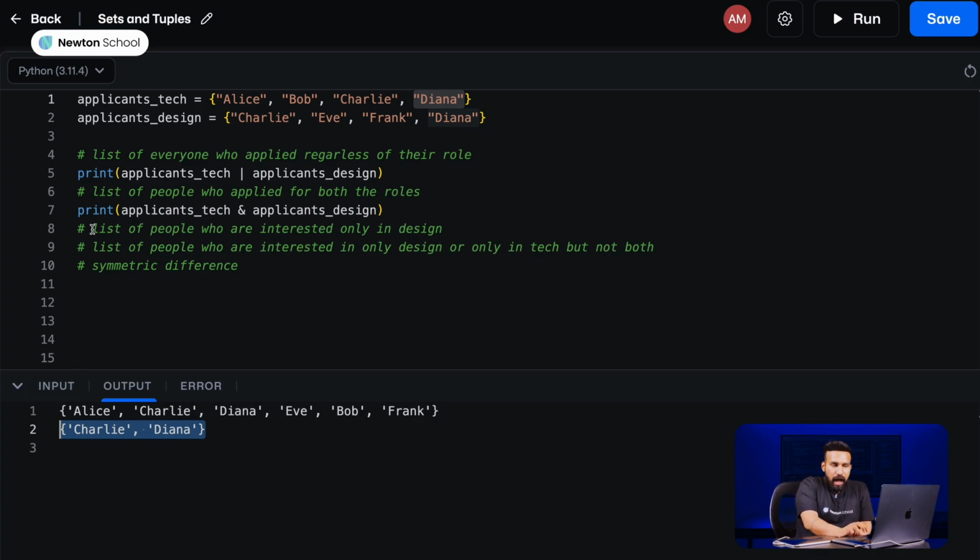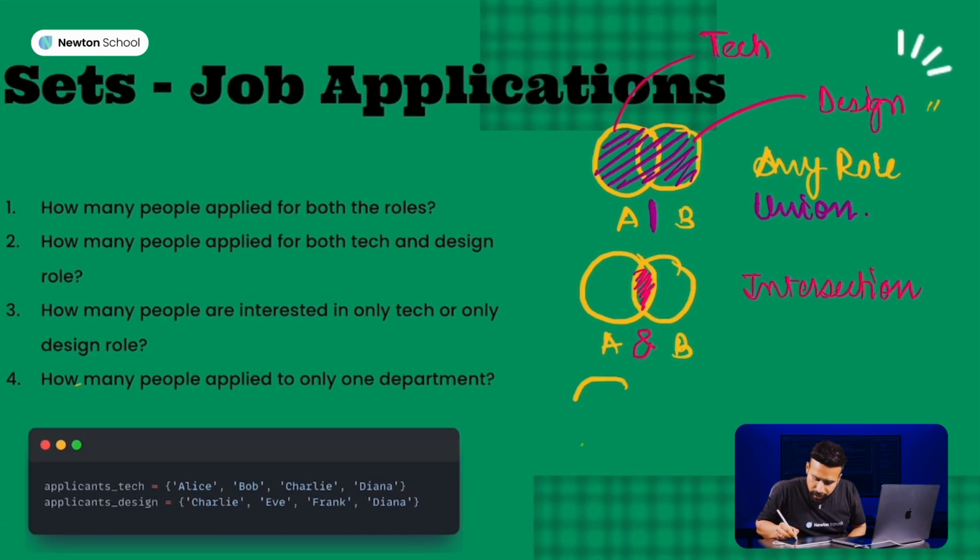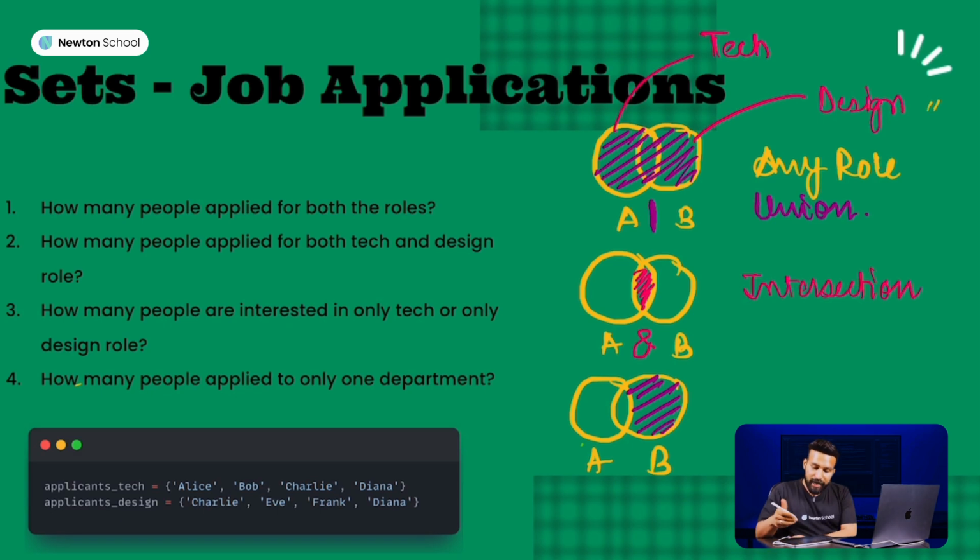Next one is something that I would want you to think a little bit before you try it out. Otherwise I'll explain. Next question is list of people who are interested only in design. Only in design. So I will just again define these sets A and B. And notice that what you're looking for is those people who have only applied for design. Can I say that this is nothing but essentially B minus intersection? B minus intersection. Correct?